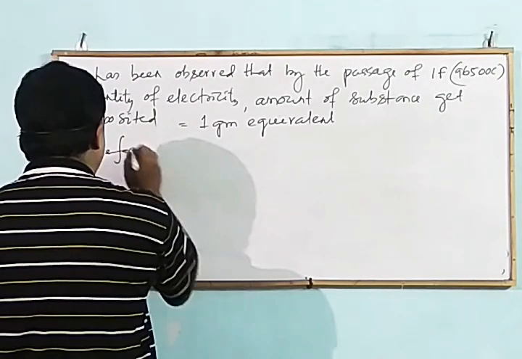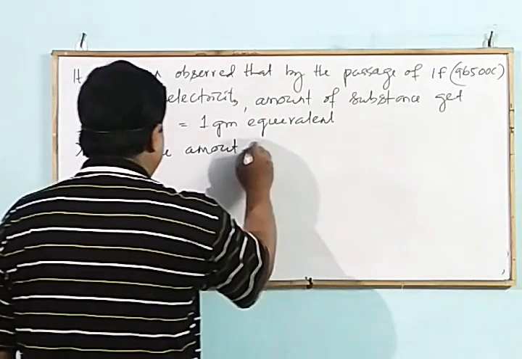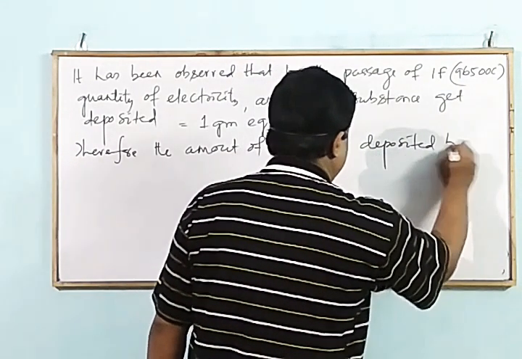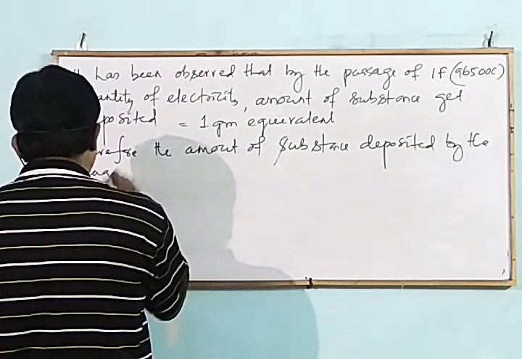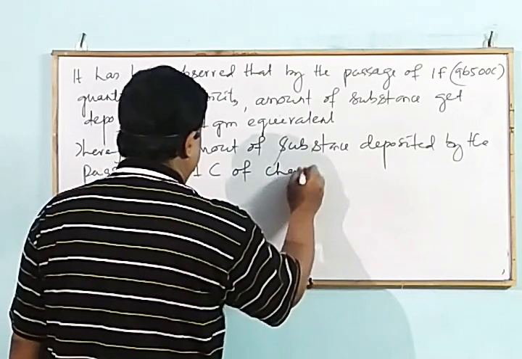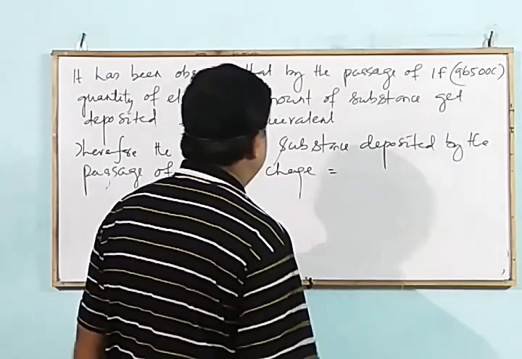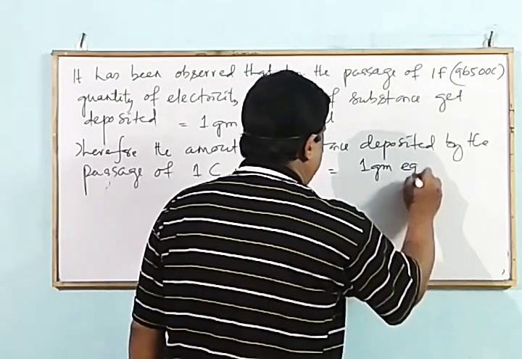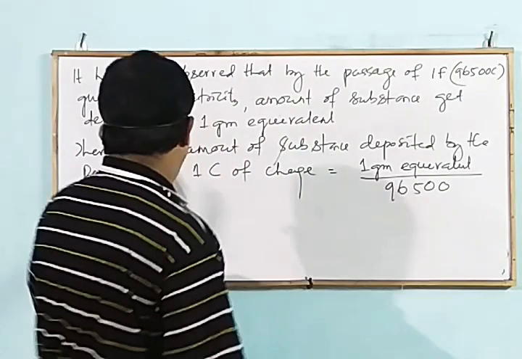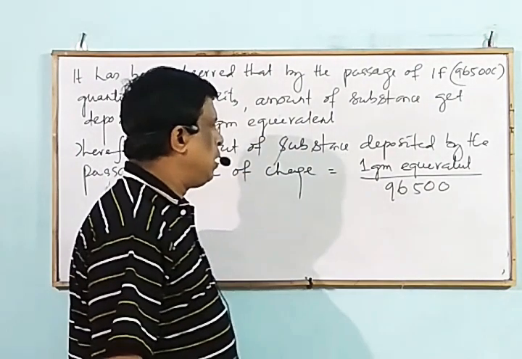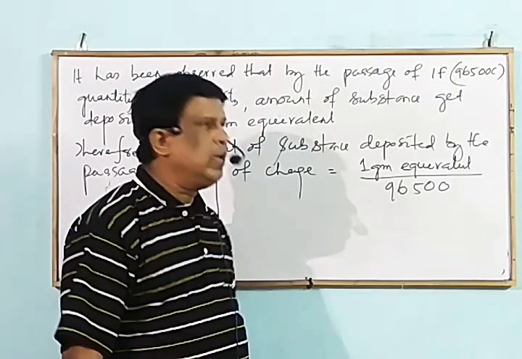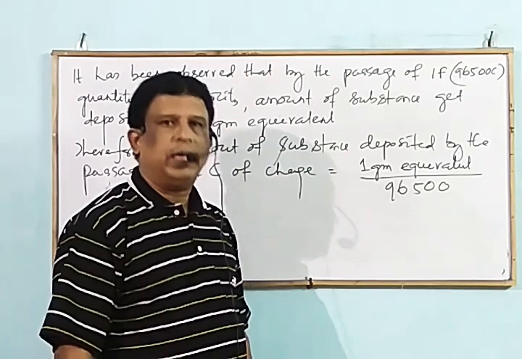Therefore, by the passage of 1 coulomb of charge, 1 coulomb of electricity, the amount of substance deposited is equal to 1 gram equivalent divided by 96500. By passage of 96500 coulomb, mass deposited is 1 gram equivalent. By passage of 1 coulomb, mass deposited is equal to 1 gram equivalent by 96500. That is equal to ECE.